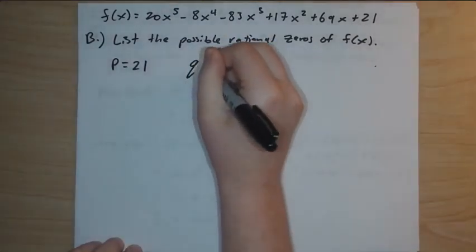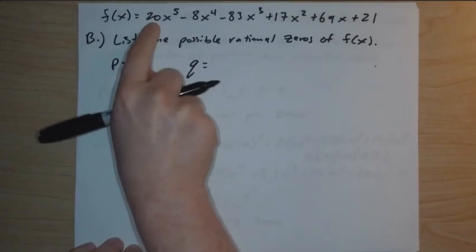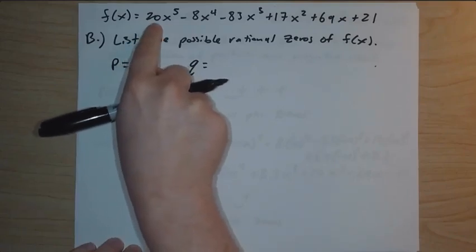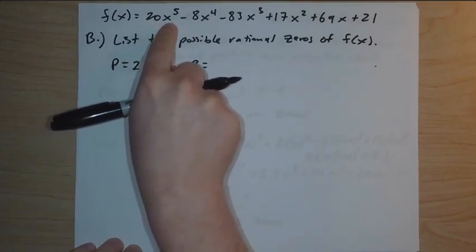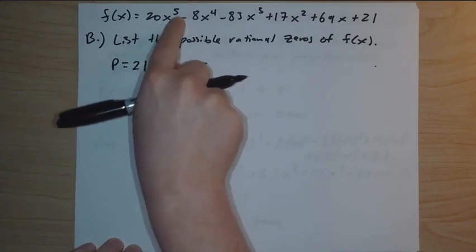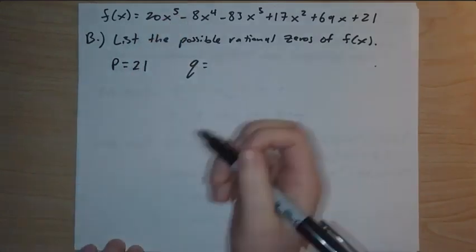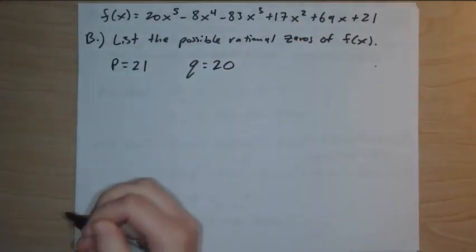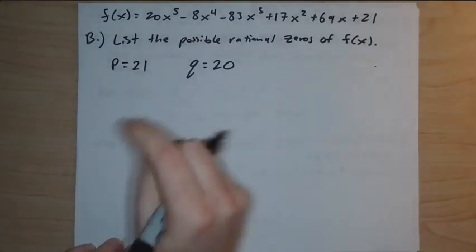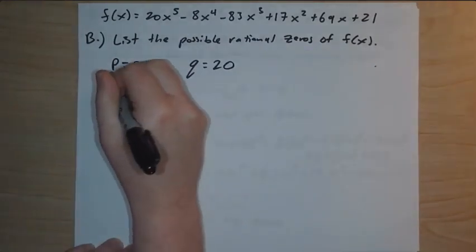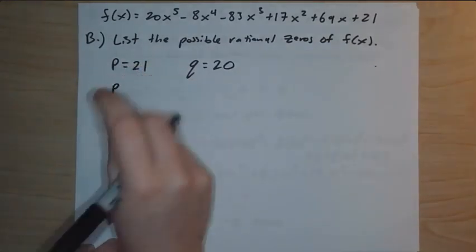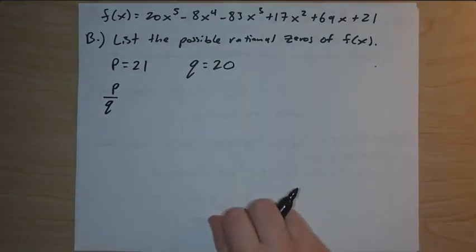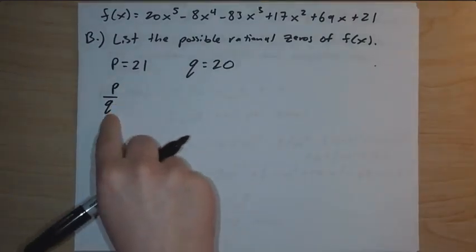And then Q is going to be the first number. It's going to be the coefficient with the highest x value. So x to the fifth is going to be the highest power of x, and so 20 is going to be our Q. And the number of possible rational zeros is given by P over Q, which is going to give us the factors of P over Q.